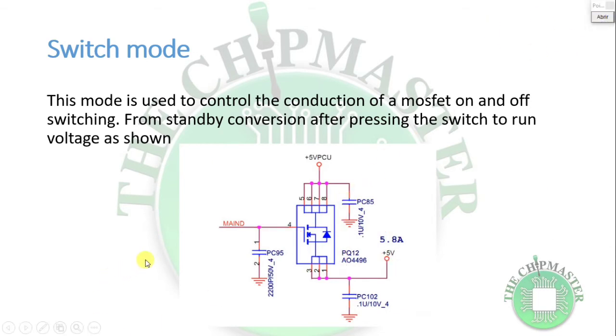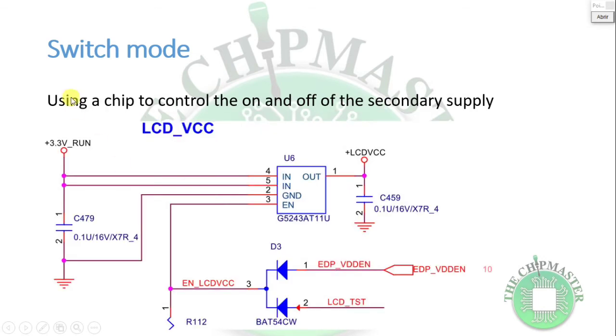Alright, let's take a look at another power supply. This is another one using a chip to control the on and off of the secondary supply. This is a chip technique used to output another power supply. As you can see here, we have 3 volt run coming in to pin number 4 and 5, and we have an EN, which is the turn on pin to tell the chip to start working. As you can see, it's coming from this source.